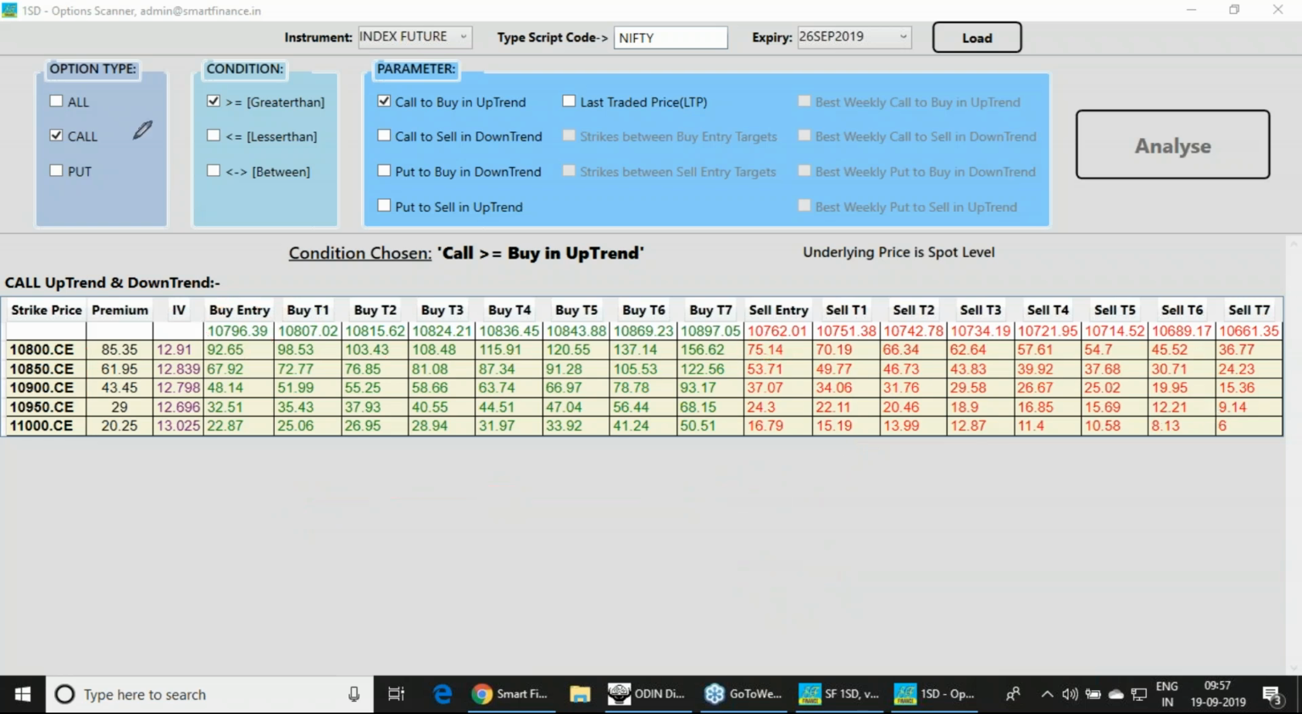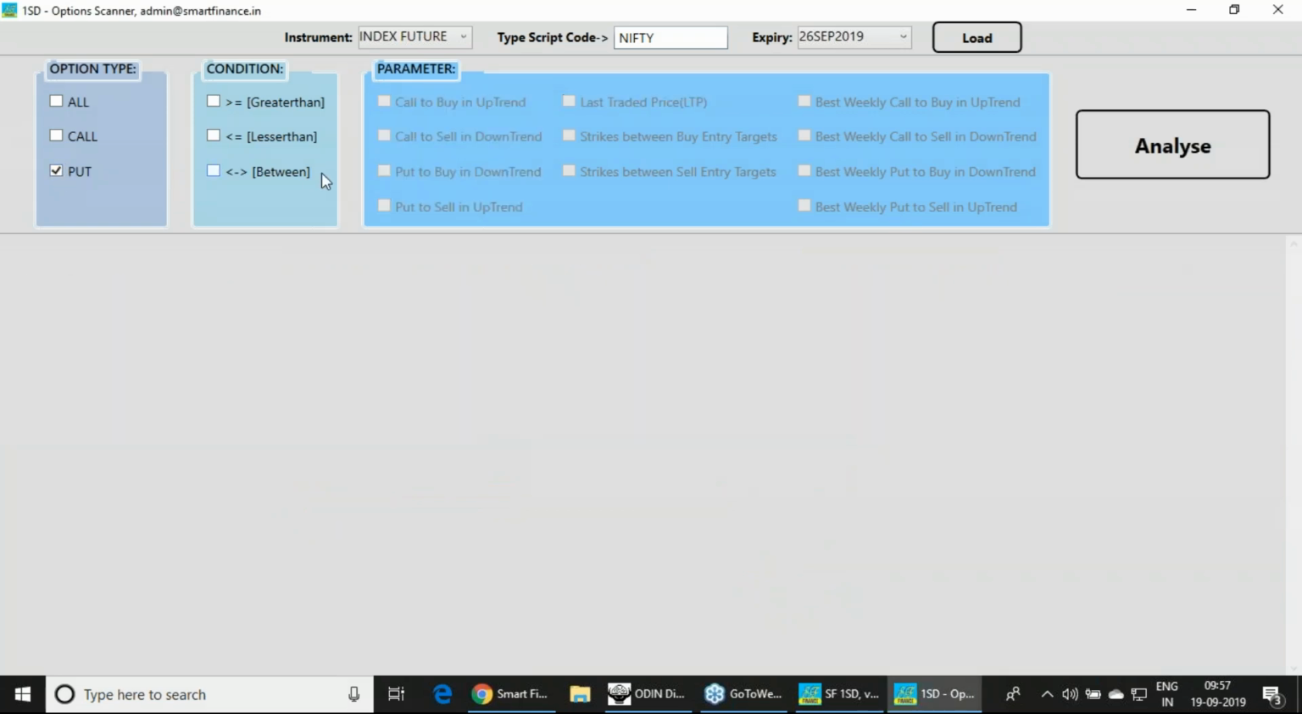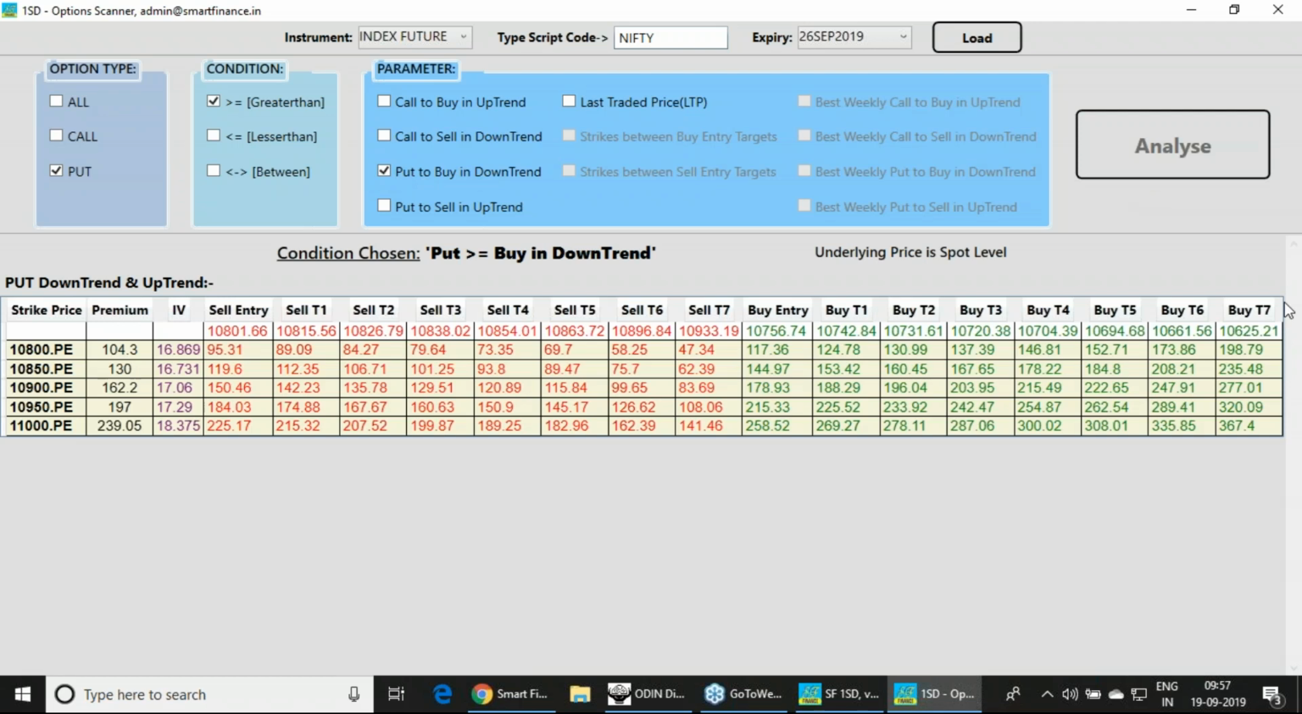So here, if you want to buy the call options in the uptrend, that is it. Now go for the put options. Same. So put options to buy in the downtrend, analyze. This also will give you the sell entry of 10,801, and the sell entry price is 756. You buy the put options when the Nifty spot goes to 10,756, and these 5-6 strikes are recommended.